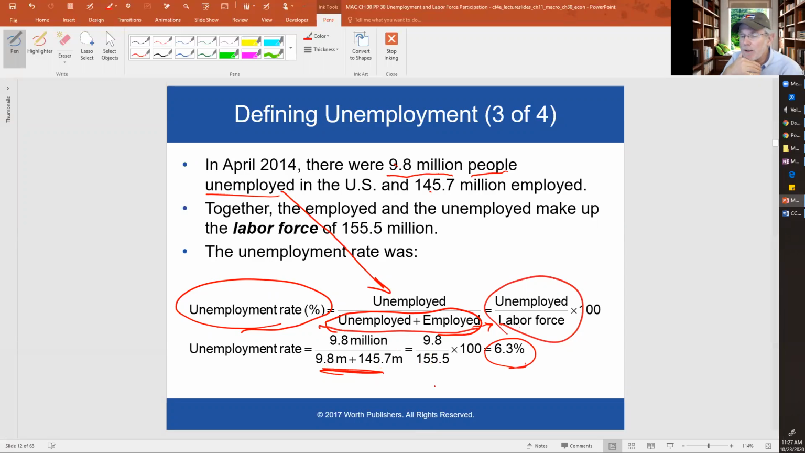You divide this out, that would be 0.063. You multiply by 100, that moves the decimal point over 2 places, and then you add the percent sign. So that's why it's 6.3%. I want to be sure that you know how to take the decimal you have here and then express that as a percentage. That calculation is not hard, but you just have to be sure that you know how to do it.